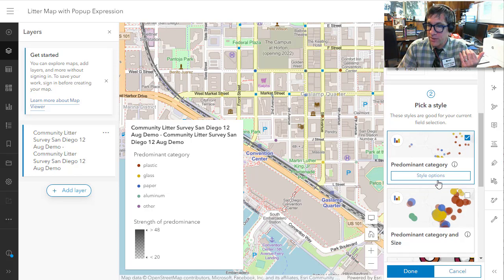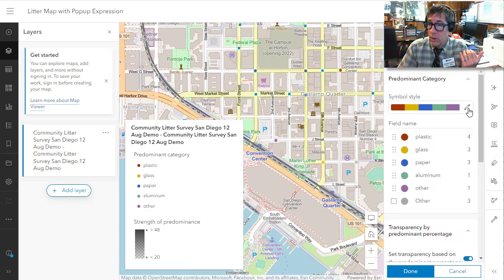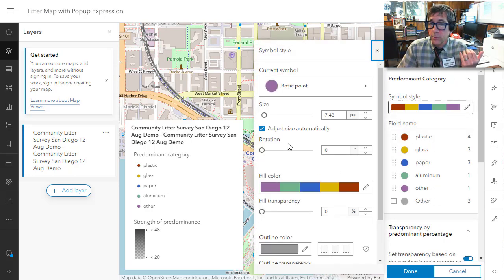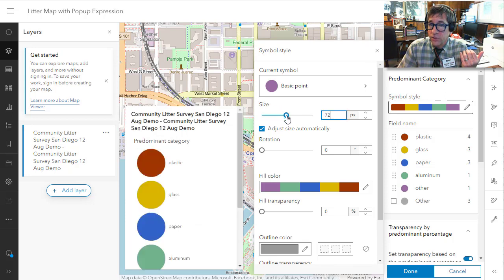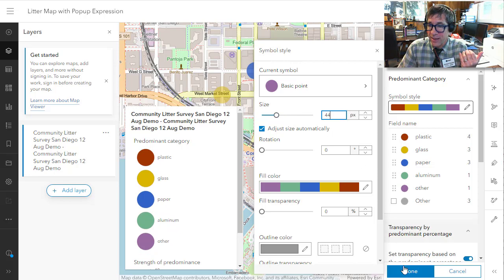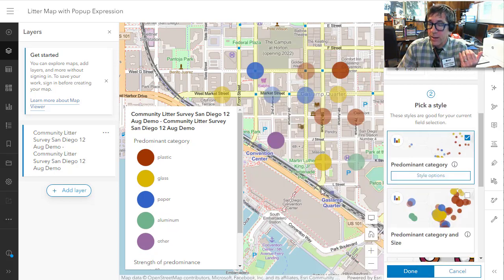But you know what? It's hard for me to see those tiny points. So what if I bumped up the size, right? What if I bumped up the size to something larger? Okay, that's a bit large. Let's bump that down a little bit. Okay, so now I'm going to say done, and now I've got, okay, the glass is the biggest problem at this intersection. Aluminum is the biggest problem over here. Paper is the biggest problem up in the Northwest, etc.